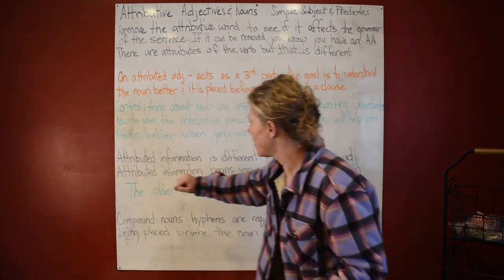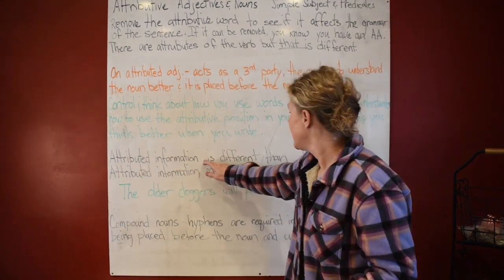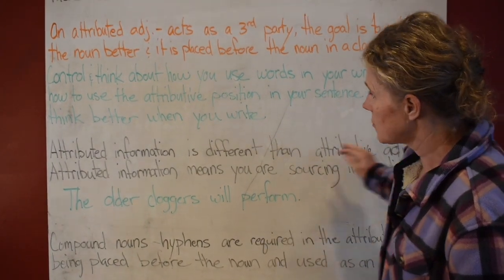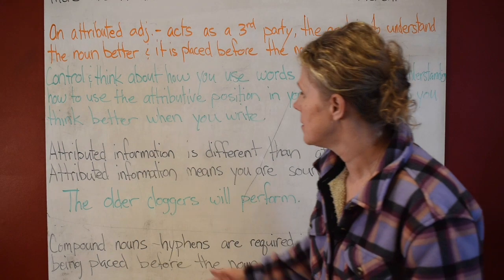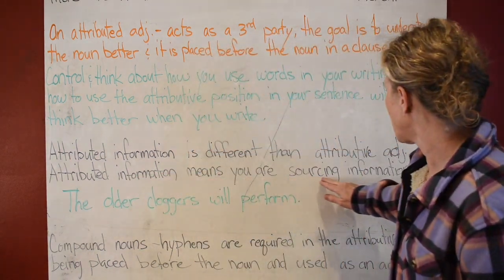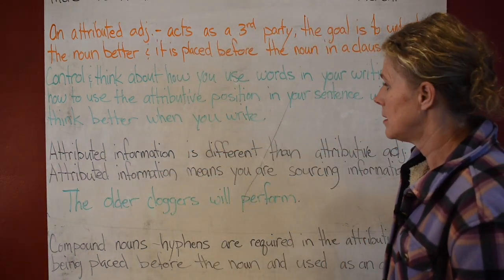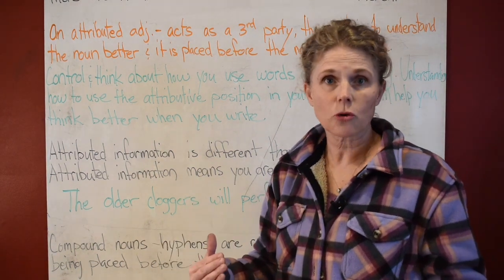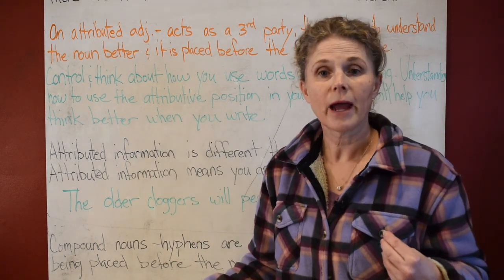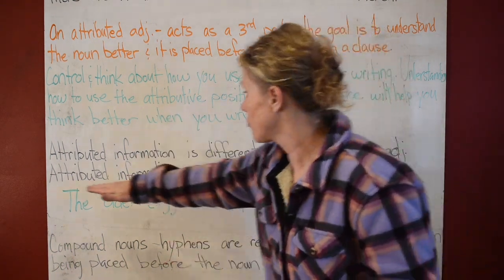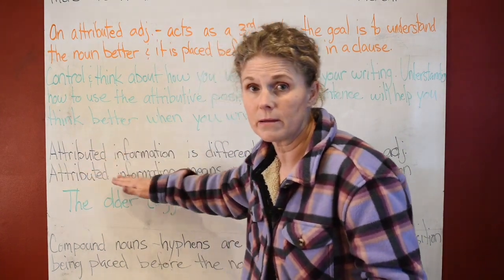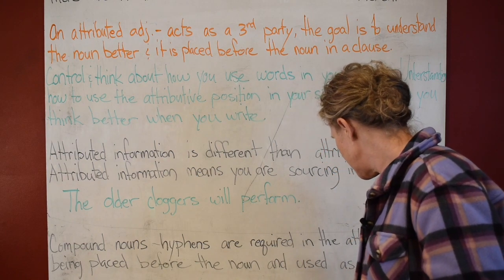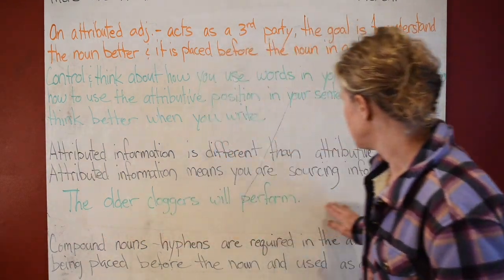Now, attributed information is different from attributive adjectives. If you see that, it's not the same thing. Attributed information means you are sourcing information. It means you are pulling it from a source and saying, this is where I got it. It's really important that you do that correctly, but it's not the same thing. Okay, guys?